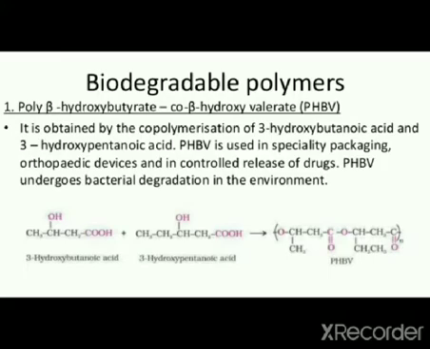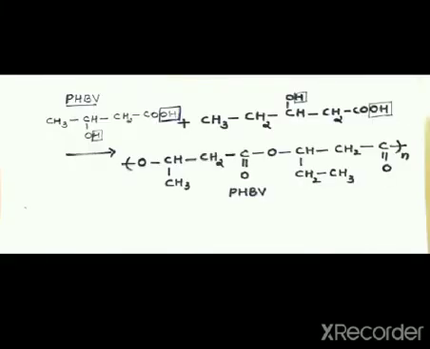PHBV represents poly-beta-hydroxybutyrate-co-beta-hydroxyvalerate. That is the polymer. The monomers of PHBV are 3-hydroxybutanoic acid and 3-hydroxypentanoic acid. Consider the equation showing the formation of PHBV from the monomers 3-hydroxybutanoic acid and 3-hydroxypentanoic acid.